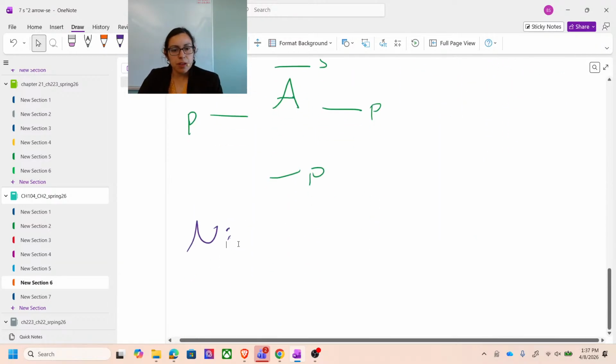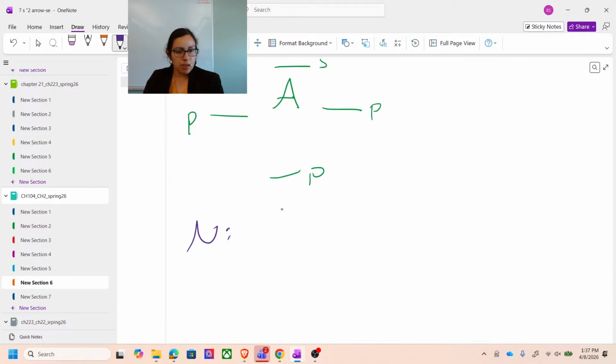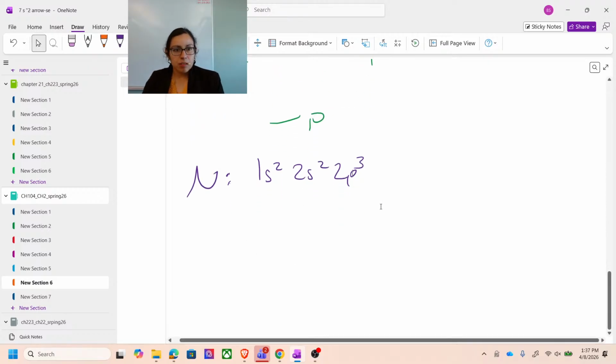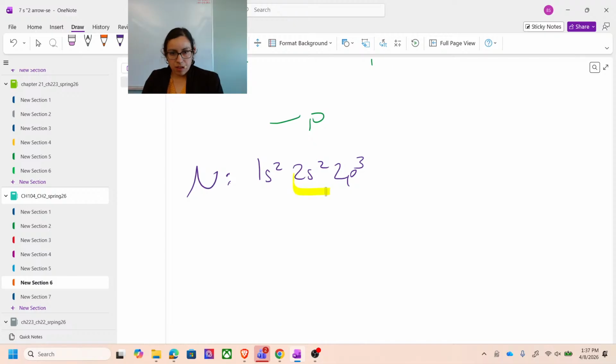All right, so what do we get for nitrogen's electron configuration? Yep. So did everybody get that? So we got that. So that's good. And I'm trying to make sure that this makes sense. So again, right, our valence electrons are just our outermost shell.